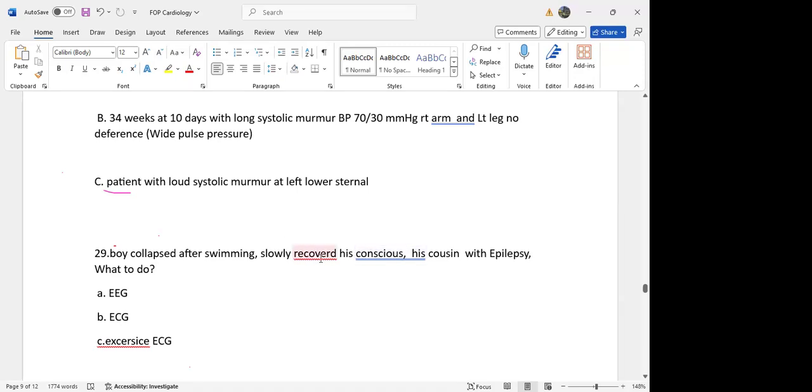Here they have written he slowly recovered his consciousness. This is confusing for everyone, because slow recovery is a part of fits, but in syncope you normally recover quickly. Sometimes people get confused over here and prefer EEG, but fits are not associated with swimming or such activities. So that is why I prefer ECG in this scenario, especially to look for long QT.